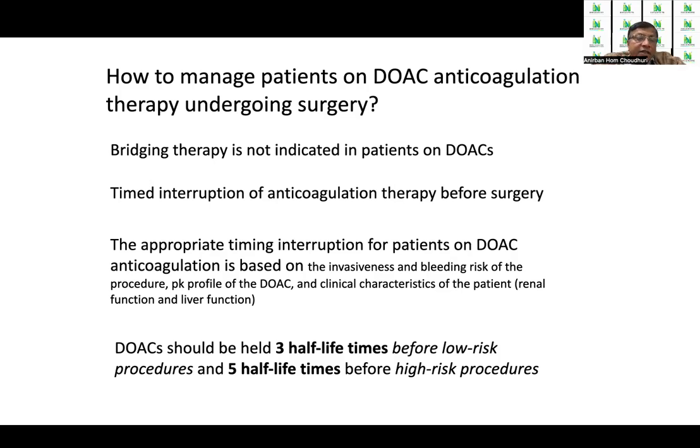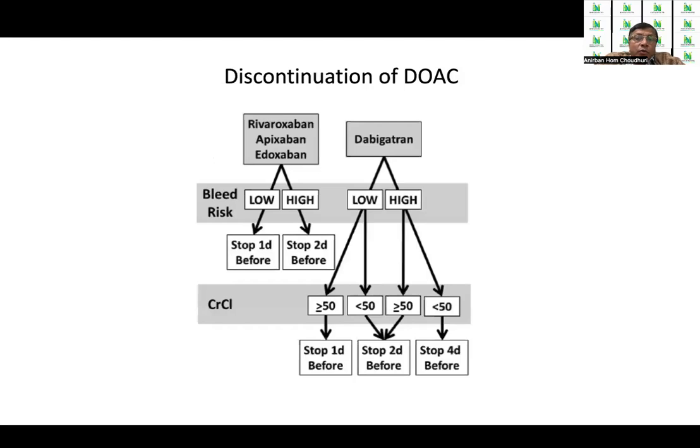Directly acting oral anticoagulants should be held 3 half-lives before low-risk procedures and 5 half-lives before high-risk procedures. So if you consider rivaroxaban, apixaban, edoxaban, if the risk of bleeding is high, you stop 2 days before. If the risk of bleeding is low, we can stop 1 day before surgery.